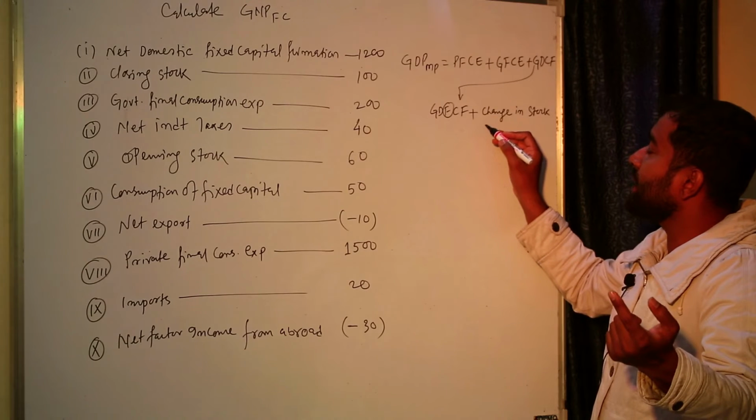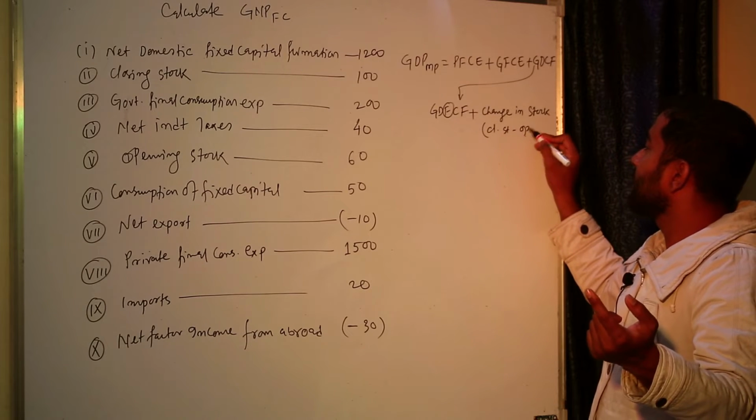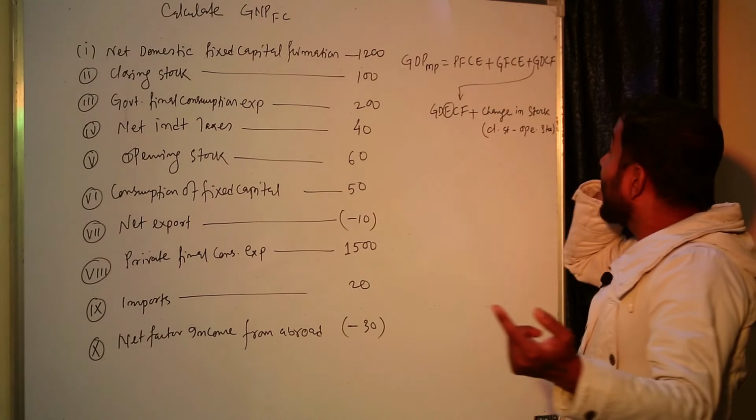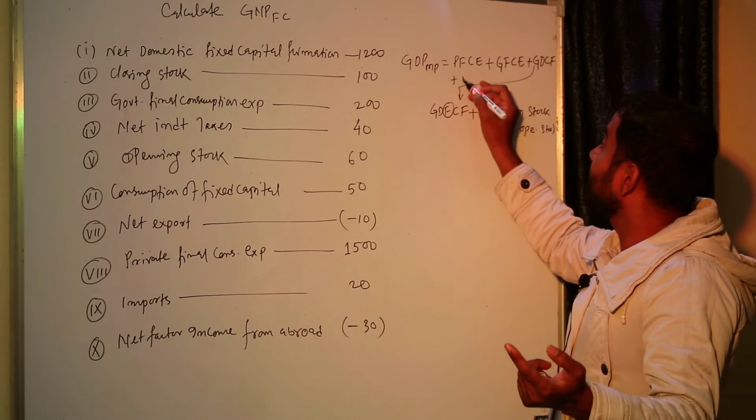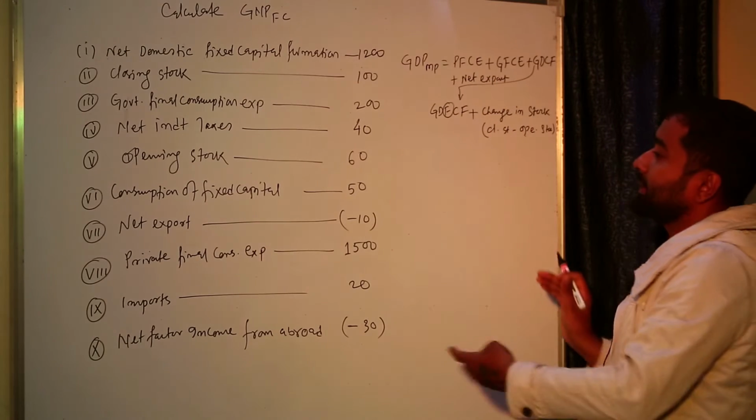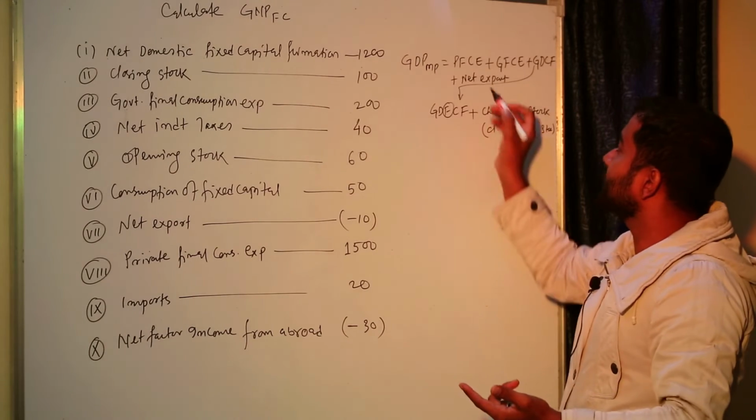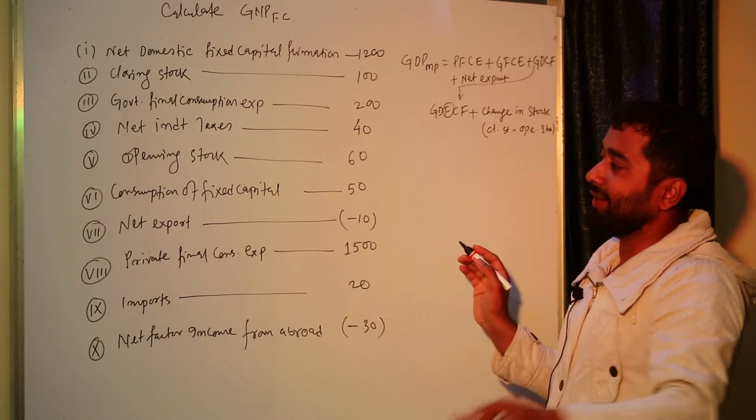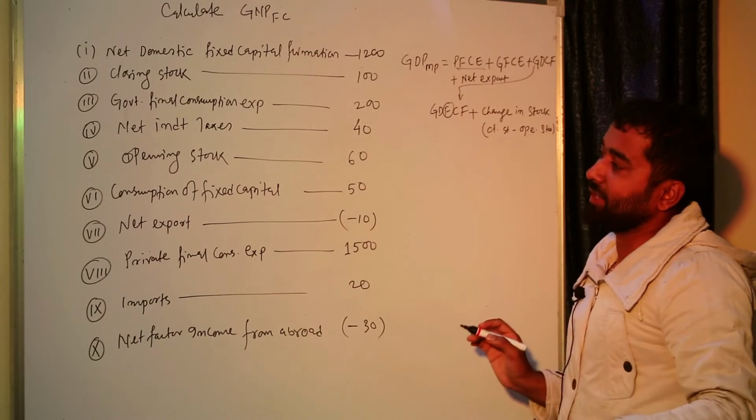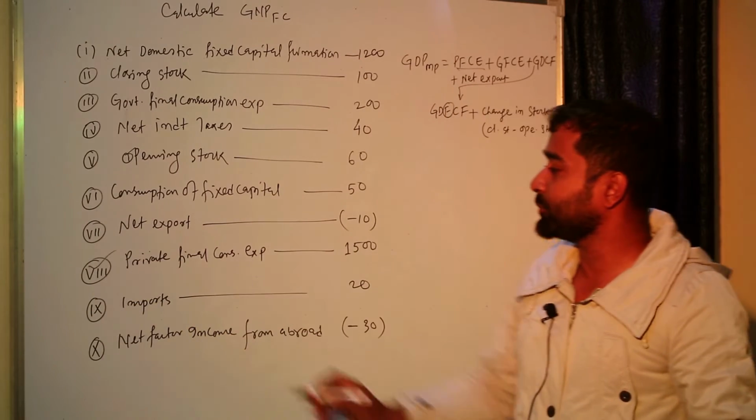Now how should we find change in stock? Closing stock minus opening stock. That we already know. And the last one is plus net export. Now find out, as per the information here, the ingredients given to you. Just find out what ingredients are given for what I have written here. Now private final consumption expenditure first. Find out here, is private final consumption expenditure given or not? Yes, given. Good, point number 8.